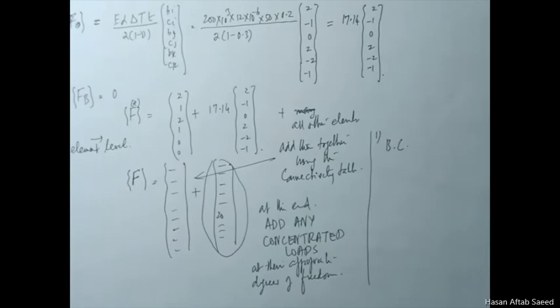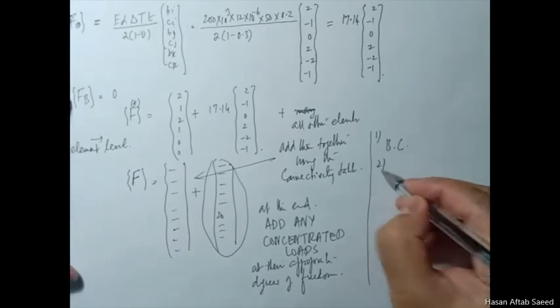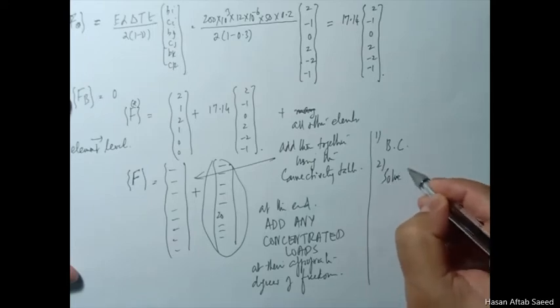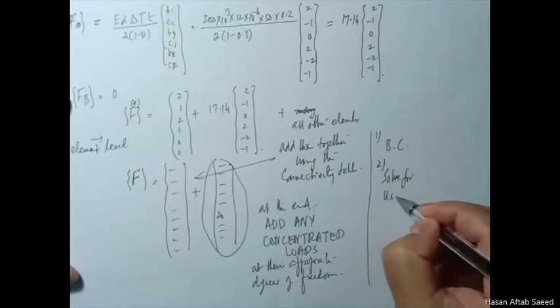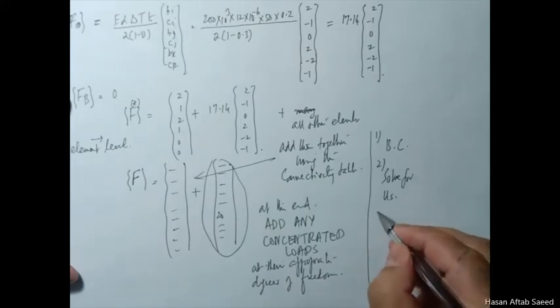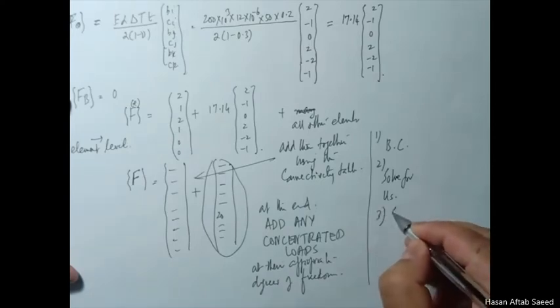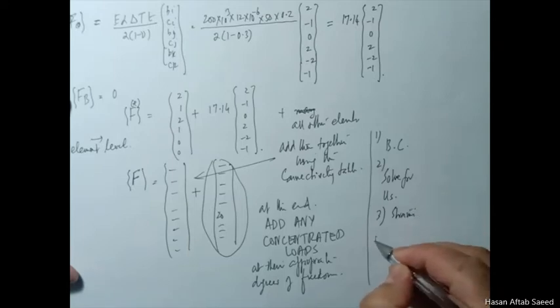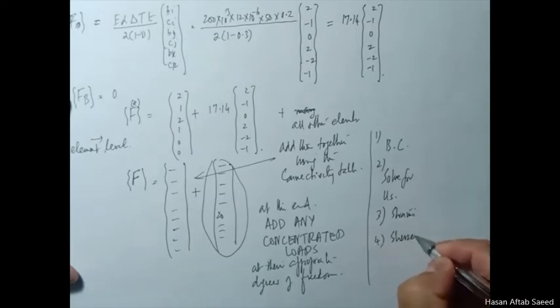So once you apply the boundary conditions, after the complete system equations are made, then you solve for the U's. You get the U's for all. And once you get the U's for all, obviously then you can calculate the strains. And number 4, the stresses, the final step. So this is the scheme.